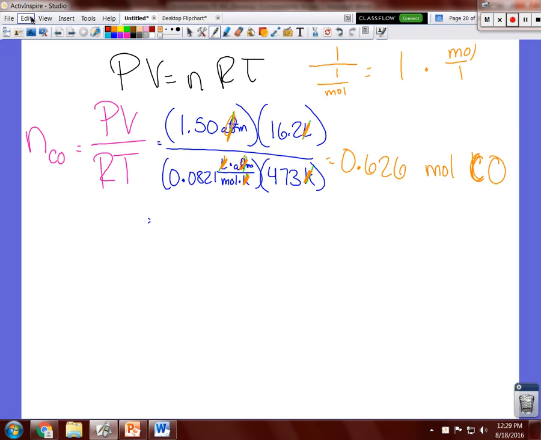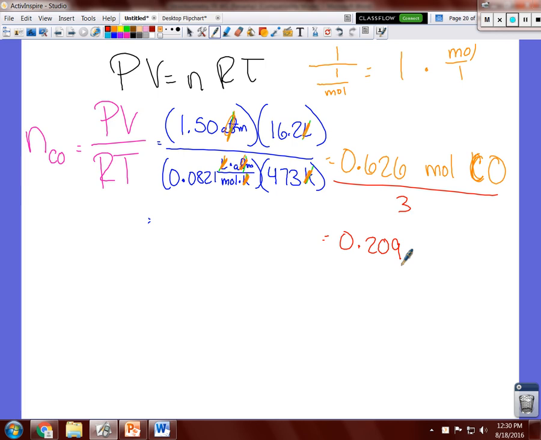Can we go ahead and take care of this one? What do we need to do to that number? Why are we dividing it by 3? Fantastic. Look at the coefficient. So we're going to divide this thing by 3, and somebody help me out with that answer. 0.209.